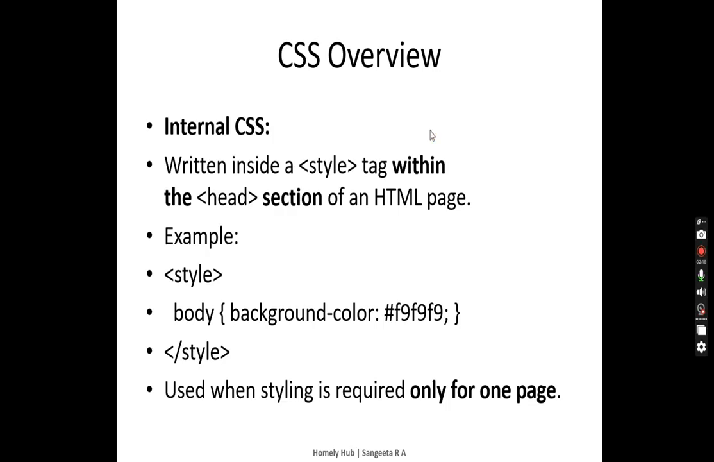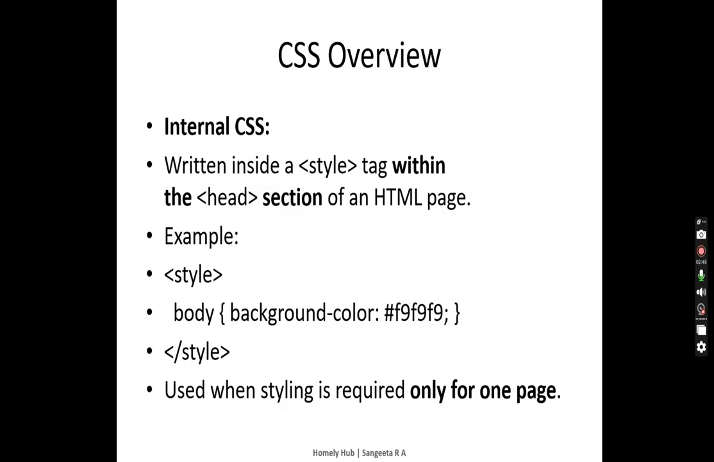And the second type is internal CSS, which is written inside a style tag in the header part of the HTML, where, for example, it is defined inside the head of the HTML. Inside the style tag, we use body background color. Then the whole page background color becomes the color which we have defined.